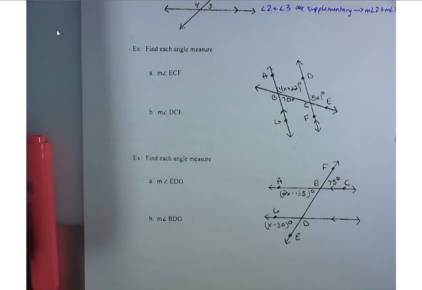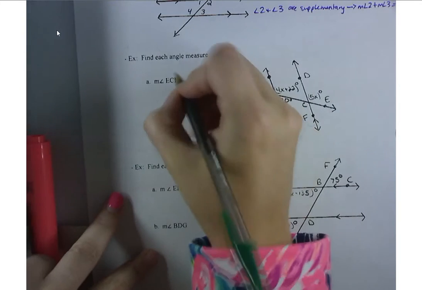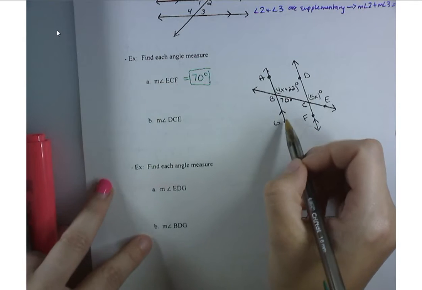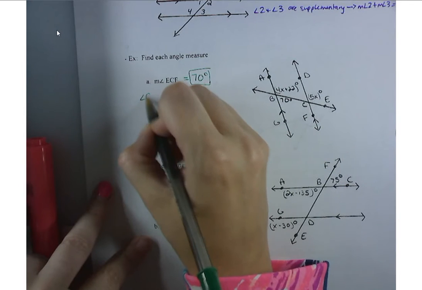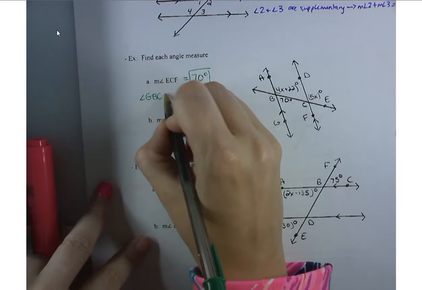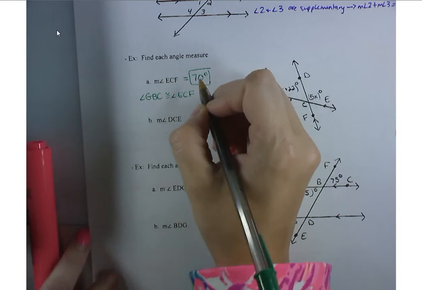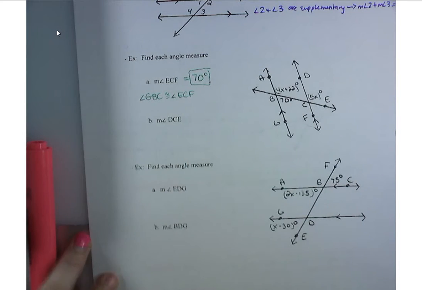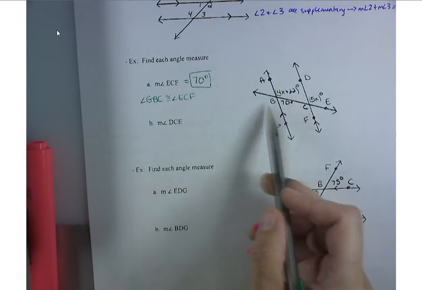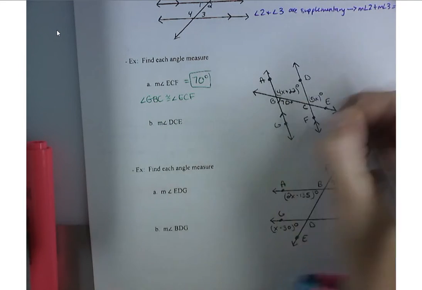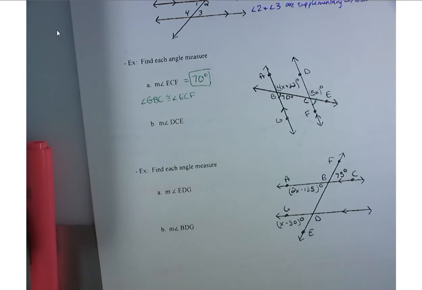Okay, Ella, what are you thinking about for the measure of ECF? Would it be 70? It is. Can you tell me why? Because GBC is equivalent to ECF. Okay, good. So you said angle GBC is congruent to ECF by what? Supplementary. Well, they're not supplementary because you told me that they're equal, right? Yeah, so they're congruent, but what type of angles are they?